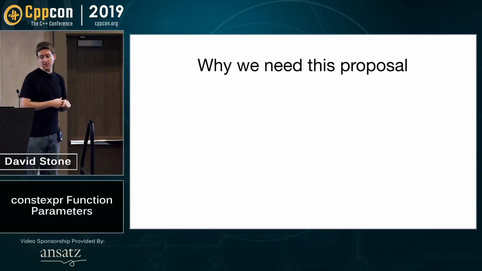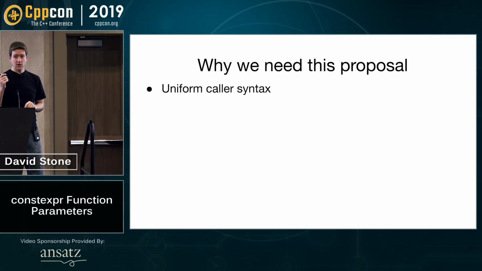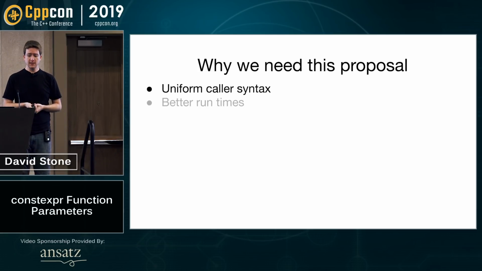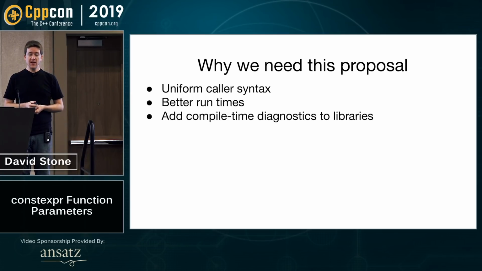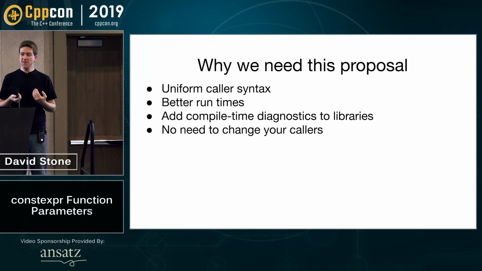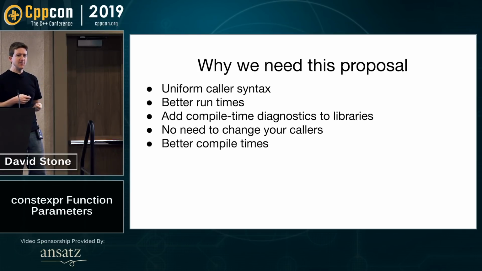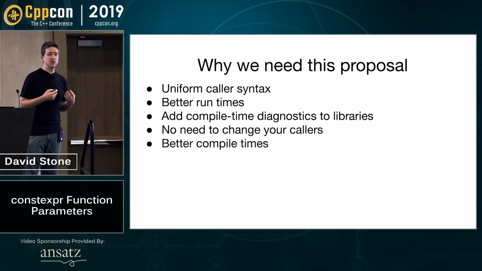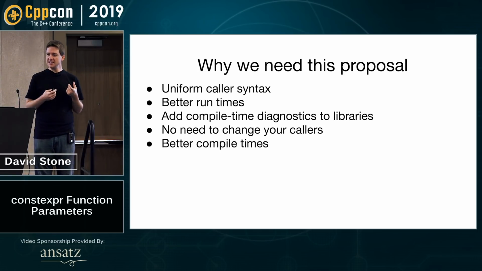So why do we need this proposal? It gives us a uniform caller syntax. It gives us better runtimes. We can add compile time diagnostics to libraries. You don't have to change your callers if you find a way to take advantage of the fact that a value is known at compile time while still providing the same interface. It can give you better compile times. If anyone's ever tried to use things like MPL and Boost HANA, they compile pretty slow because every value has to be wrapped in a type, and instantiating a type is one of the slowest things that you can do at compile time.